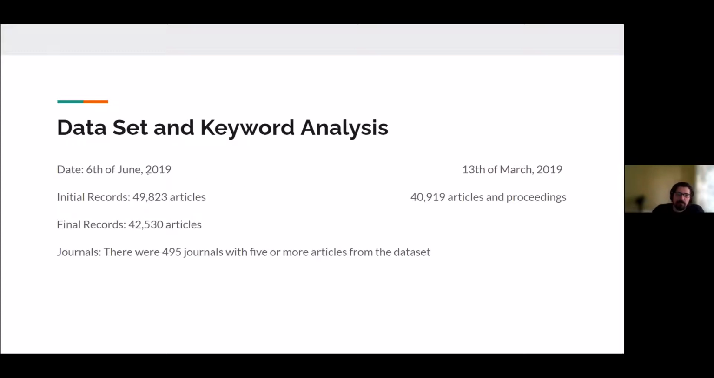And what we found was that there were around 50,000 articles in June 2019 in the academic literature of quantum technologies. And there were more than 495 journals with 5 or more articles.